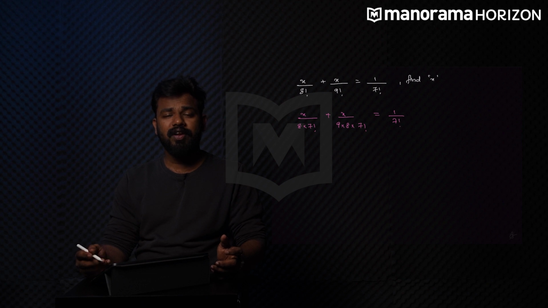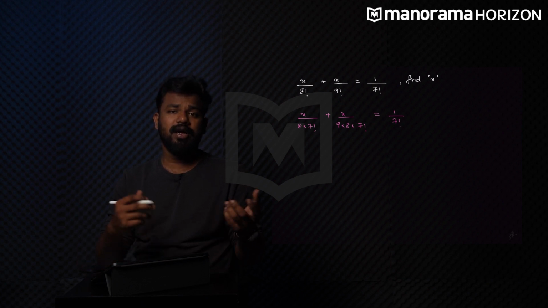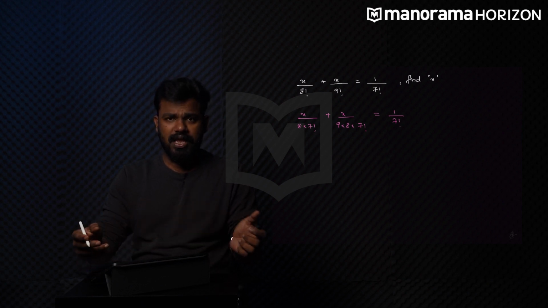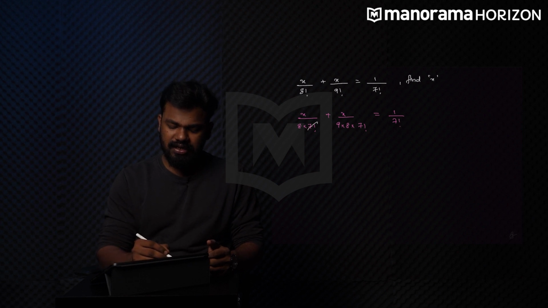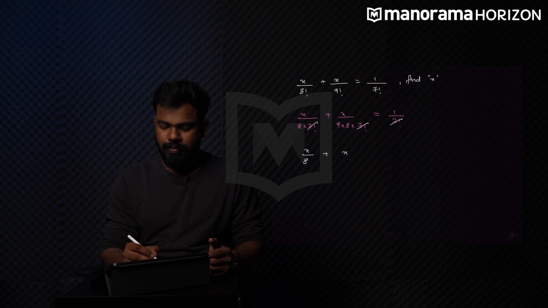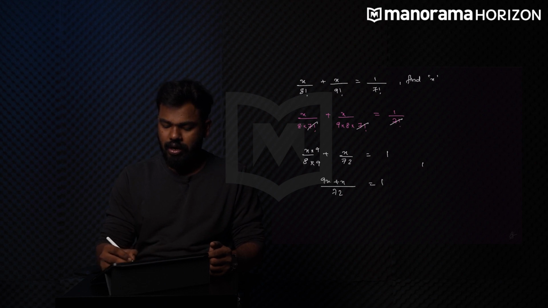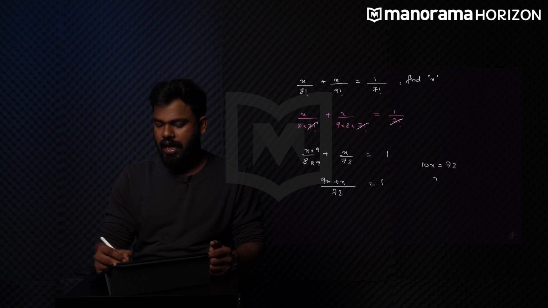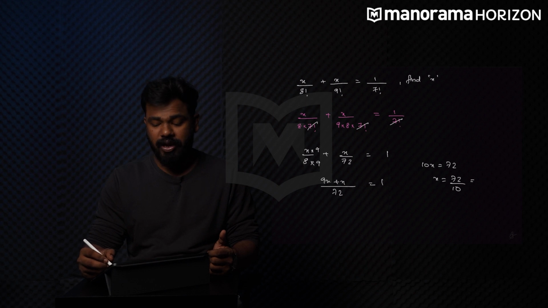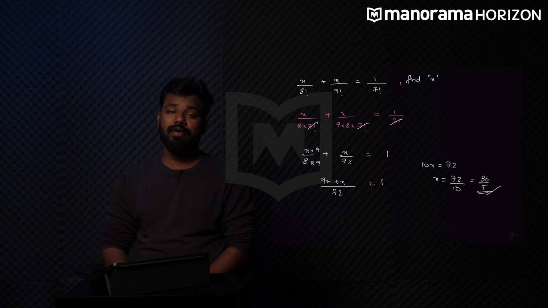Now you might be wondering, why did I write it in terms of 7 factorial? Because it's easy for me to cancel. So I can cancel the 7 factorial, and I am left with x by 8 plus x by 72 is equal to 1. And you multiply with 72, you get it as 9x plus x is equal to 72. 10x is equal to 72. x is equal to 72 by 10, or that is also equal to 36 by 5. You can write it as 36 by 5. So that is the value of x here.